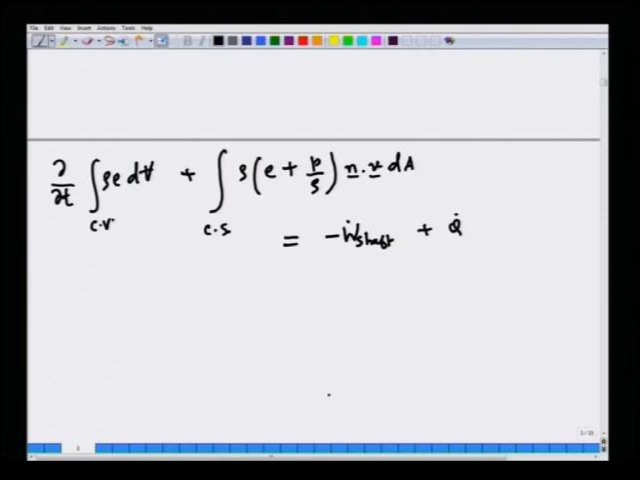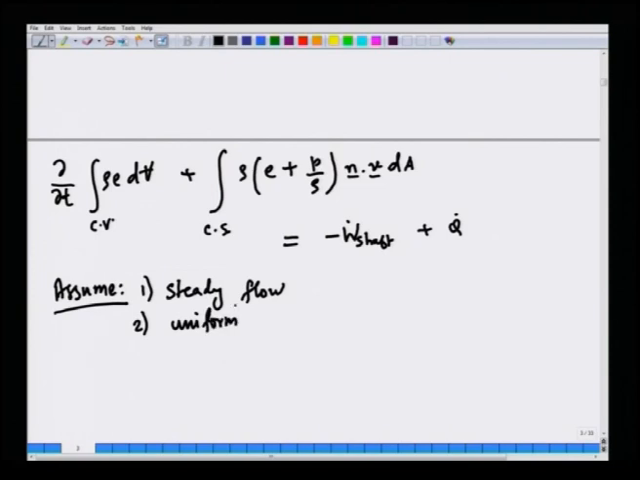We will further simplify it by assuming certain things, that is, it is uniform flow. First, we will assume steady flow, uniform flow, where the properties are uniform across the inlets and outlets of the control surface. Okay, so that the integrals can be simplified. We will of course relax this assumption a little later, and so we will try to simplify this energy equation for the special case of uniform and steady flows, wherein you will get a summation.